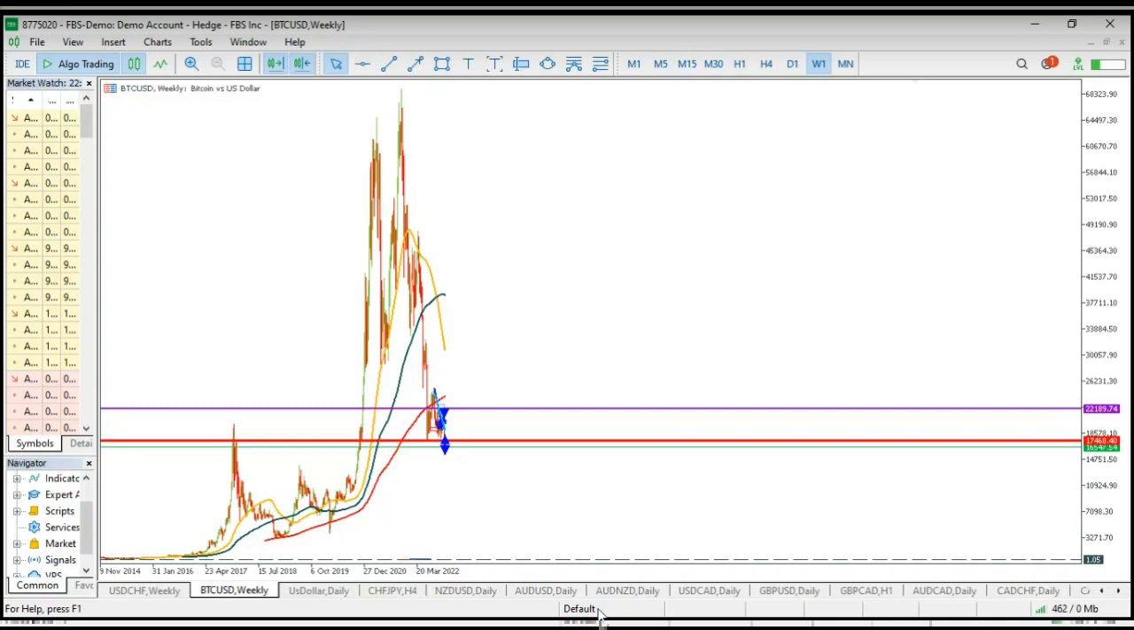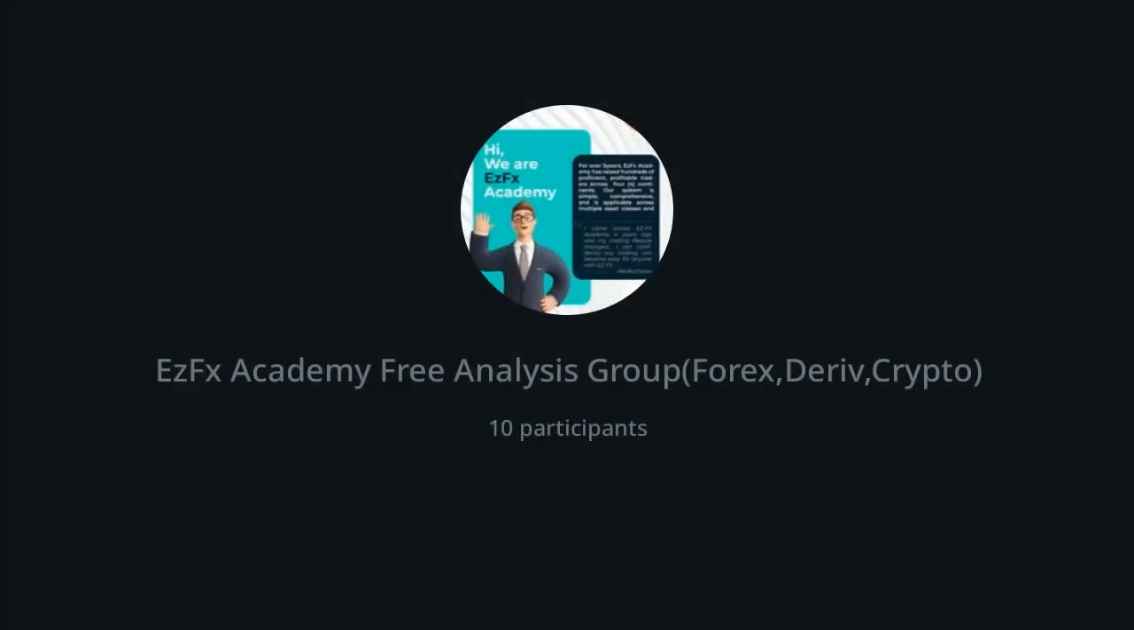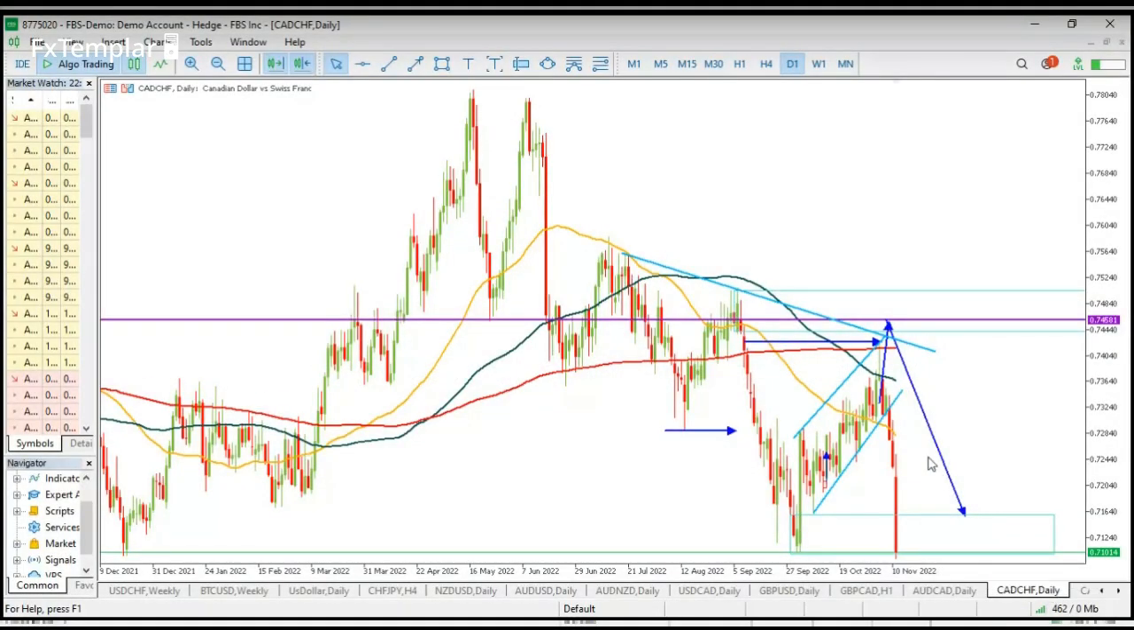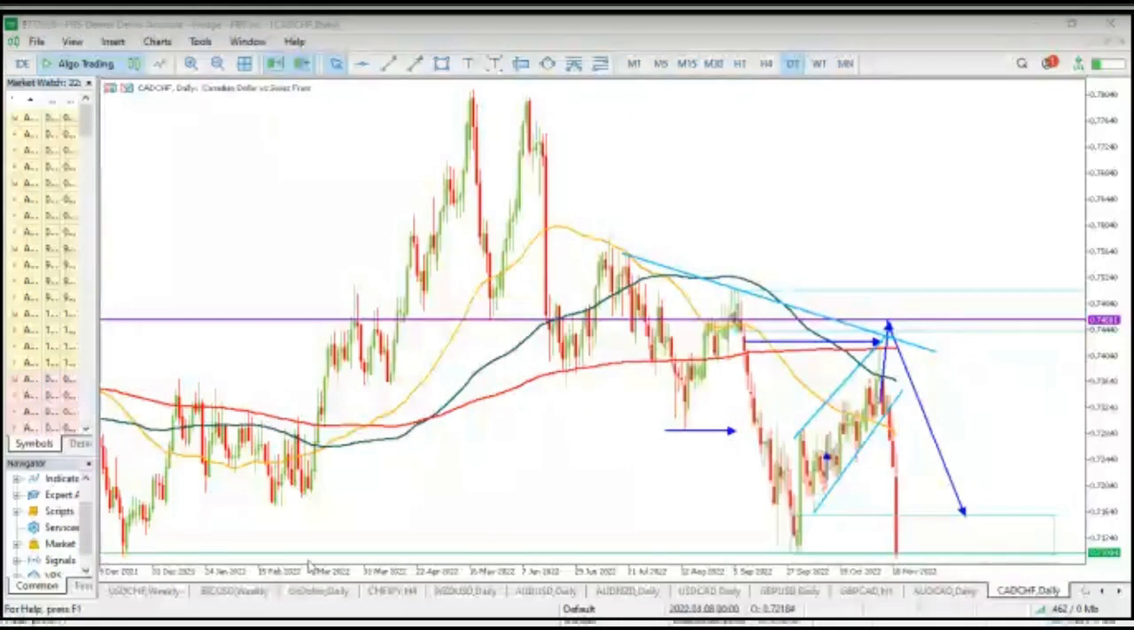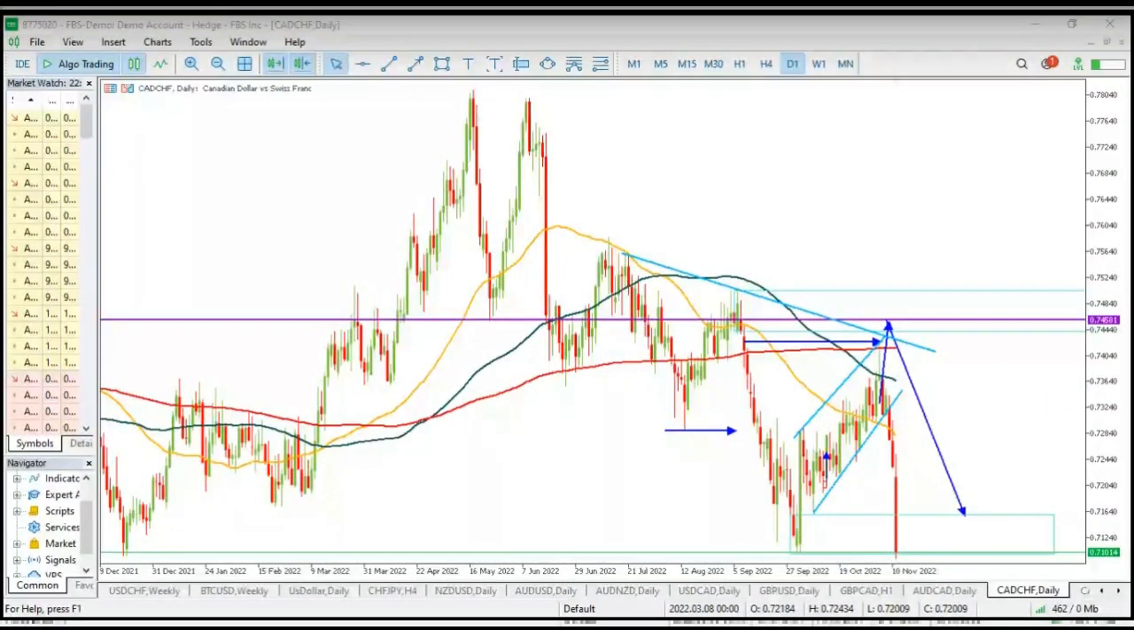Okay, CAD CHF. As you can see, this was my analysis on CAD CHF. That was going to go up and then drop suddenly. I don't know if Mr. Roderick is on this call. Is there anybody in the last mentorship batch? Destiny, you are in the mentorship batch, right? Please unmute yourself. I want to be sure that we talked about this CAD CHF setup in the mentorship group. I think we did.